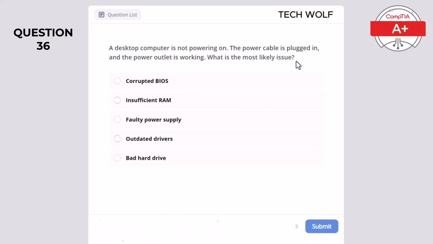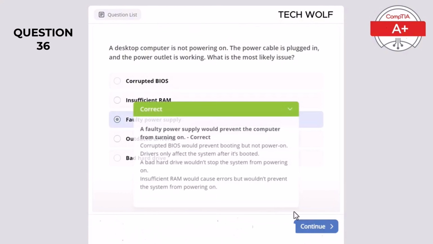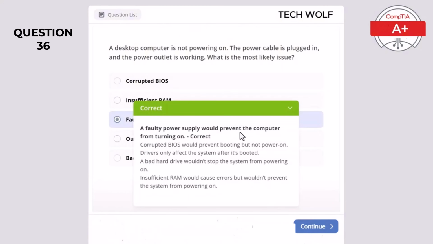What is the most likely issue? A corrupted BIOS, insufficient RAM, faulty power supply, outdated drivers, or bad hard drive. And the correct answer here is faulty power supply. A faulty power supply would prevent the computer from turning on.